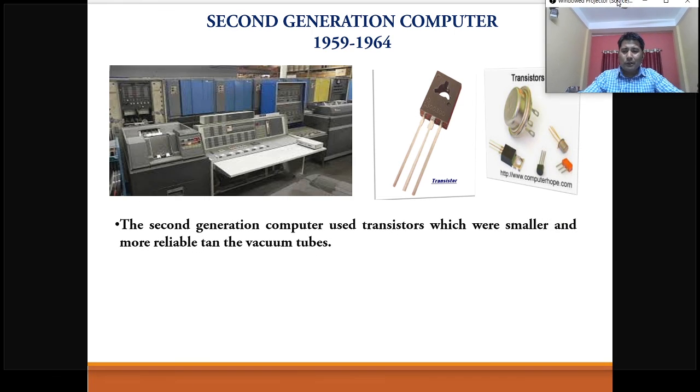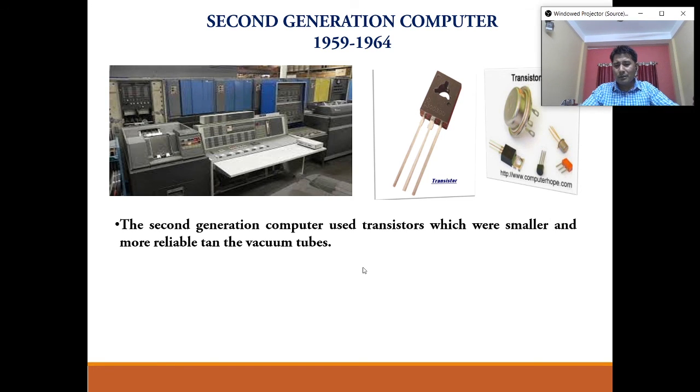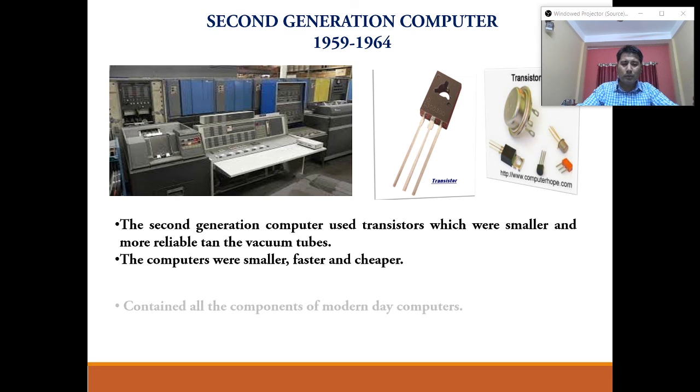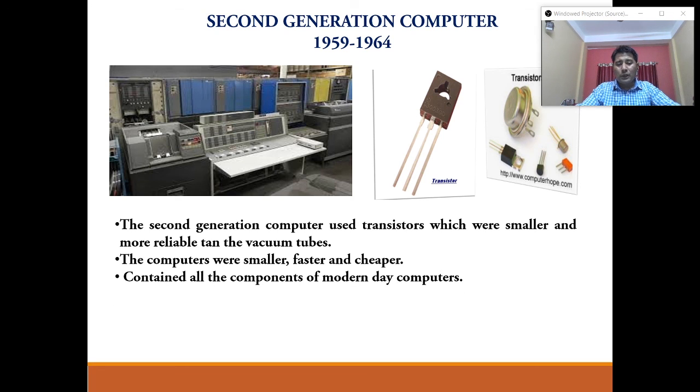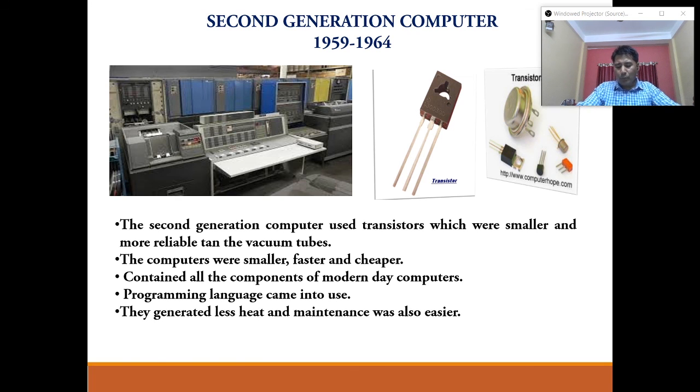The second generation computers used transistors, which were smaller and more reliable than vacuum tubes. The computers were smaller, faster, and cheaper than the first generation computer. It contained all the components of modern day computers. That's why programming languages came into use, and as I have already said, languages like Fortran, COBOL, and BASIC were used in the second generation computer. They generated less heat, and the maintenance was also easier. Some examples of second generation computers were IBM 1400 and IBM 350 series, where IBM means International Business Machines.